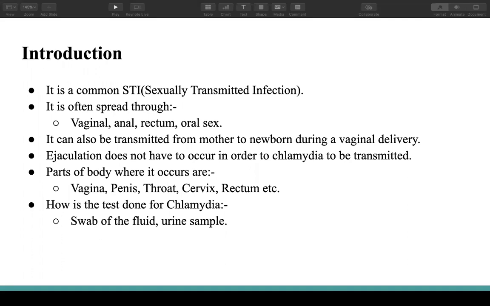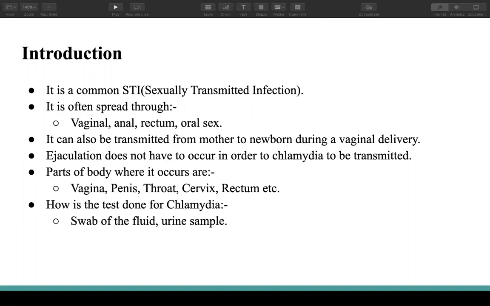In order for chlamydia to be transmitted, ejaculation does not have to occur. And parts of the body where it occurs are the vagina, penis, throat, cervix, rectum, etc. That's where it shows the symptoms.